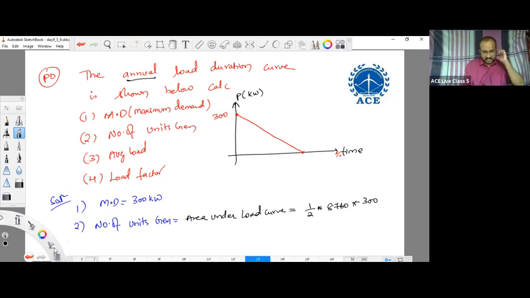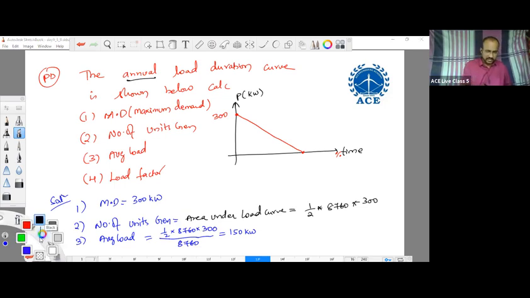Next, the third case: what is asked to calculate? Average load. How do you calculate it? Total number of units generated, half into 8760 into 300, divided by total time or specified duration, 8760. So how much do you get? Average load is 150 kilowatt.